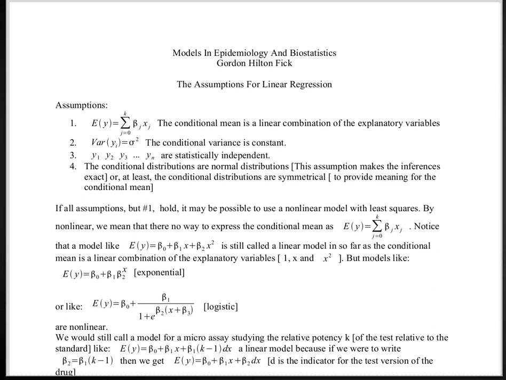We mean that there is no way to express the conditional mean as a linear combination of explanatory variables. Here's where it can get a little bit confusing, especially when you're orienting yourself to this. What we've seen already is that a model like the expectation of y equal to beta naught plus beta 1 x plus beta 2 x squared is still called a linear model, insofar as the right-hand side of that equation is a linear combination of explanatory variables: 1, x, and x squared.